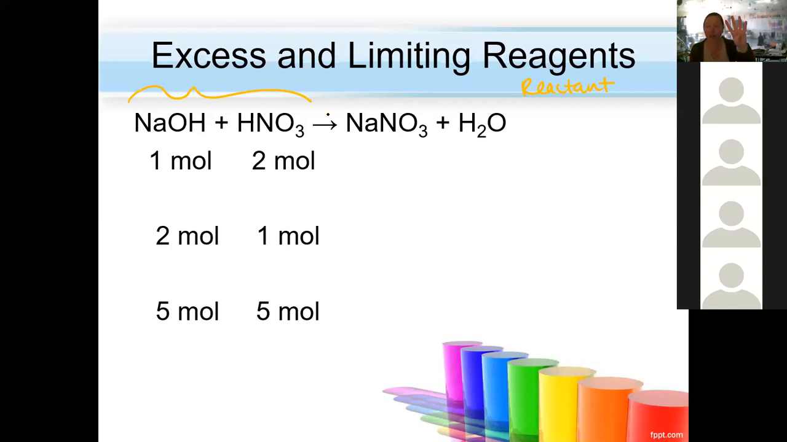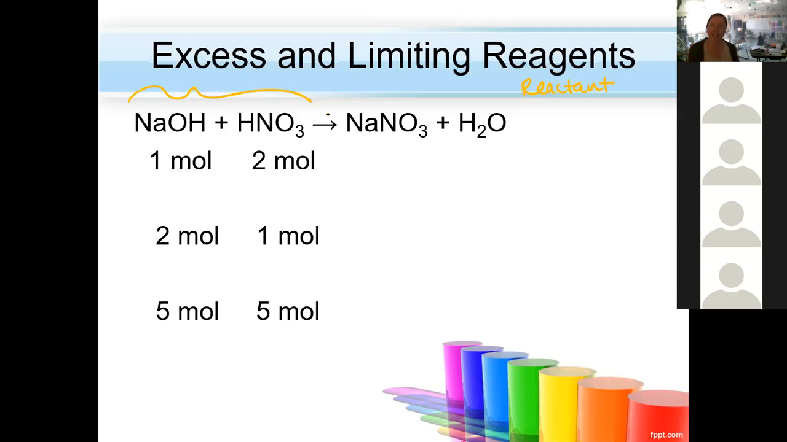What if I have 4 slices of bread and 1 slice of cheese? How many complete sandwiches can I actually make? 1. Well, 1, exactly. Because I'm going to run out of cheese first. I'm going to use 2 pieces of bread and that piece of cheese to make 1 sandwich. I'm going to have 2 extra pieces of bread. Because I run out of cheese first, I would call cheese my limiting reagent or reactant. Because I have leftover bread, I'm going to call that my excess reagent, my excess reactant.